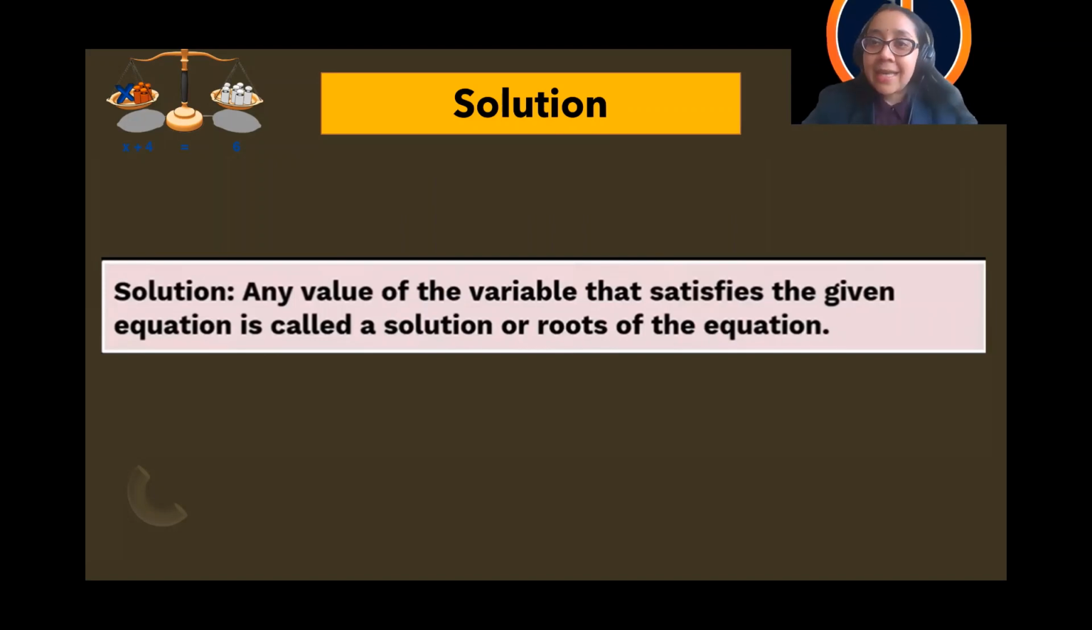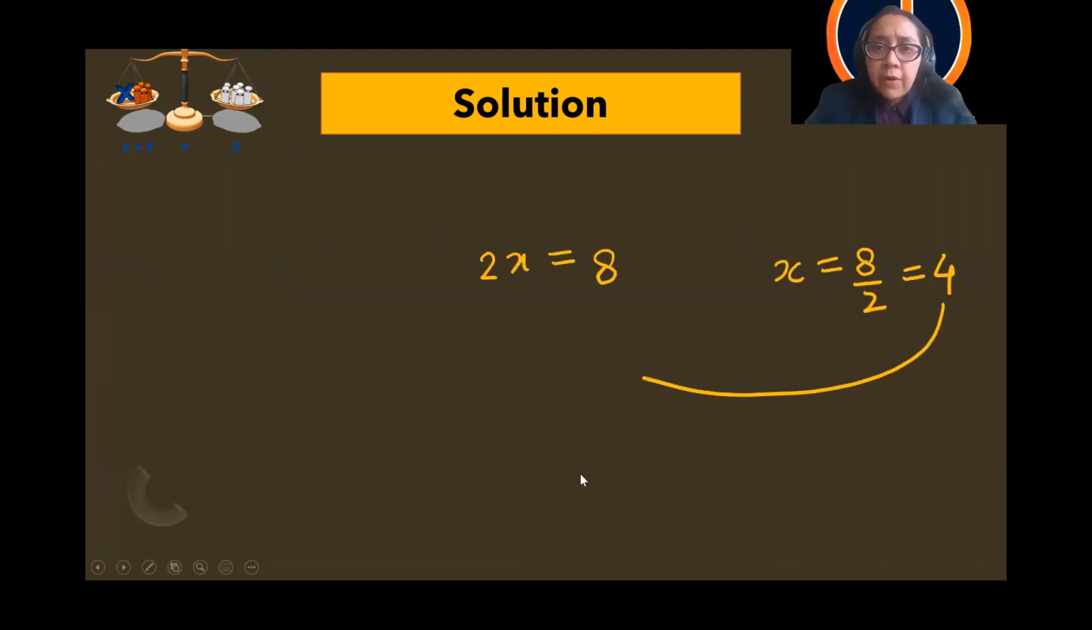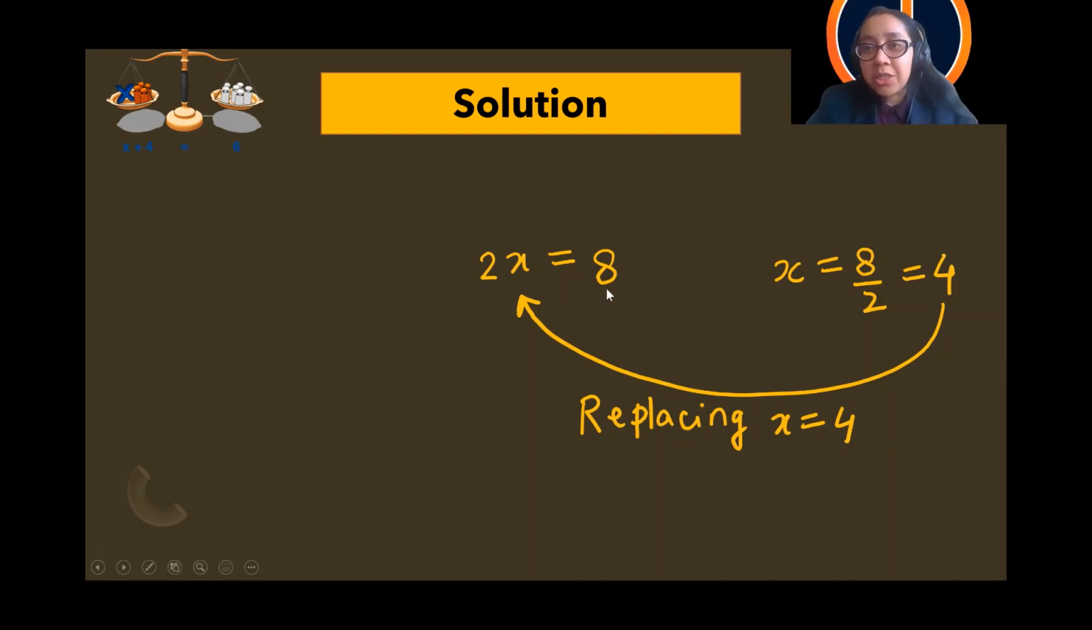Okay, let's see an example and then we can understand it better. So, for example, 2x equal to 8. This is an equation. Why is it an equation? Because it has a sign of equality, right?